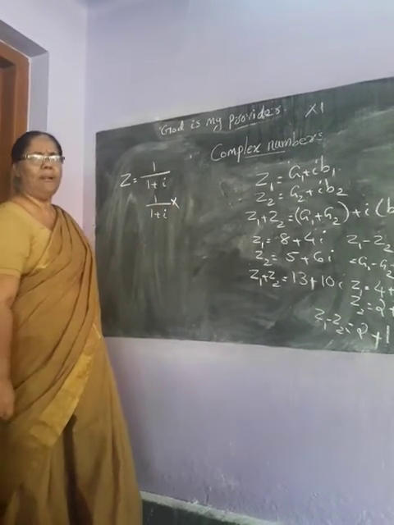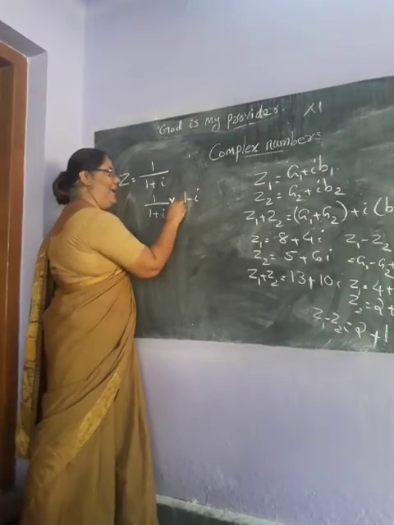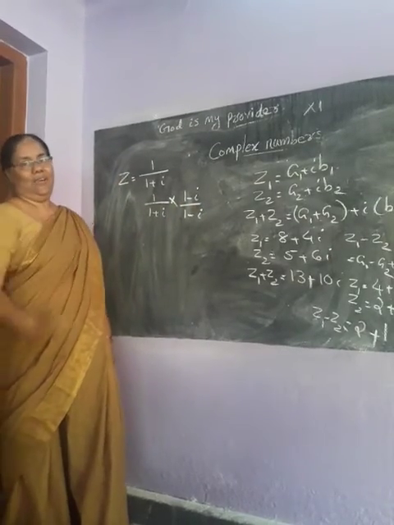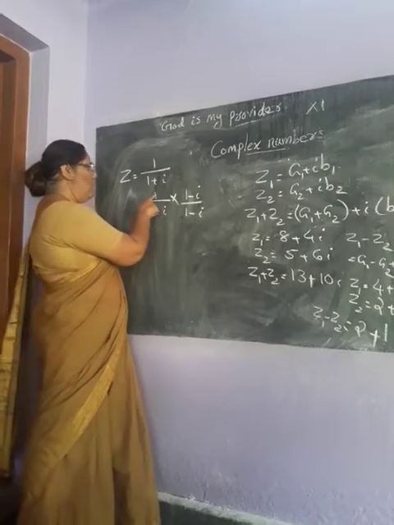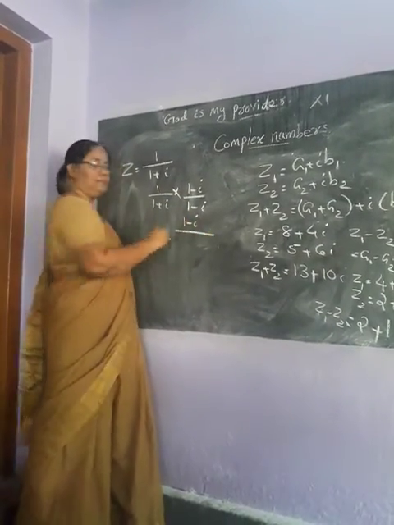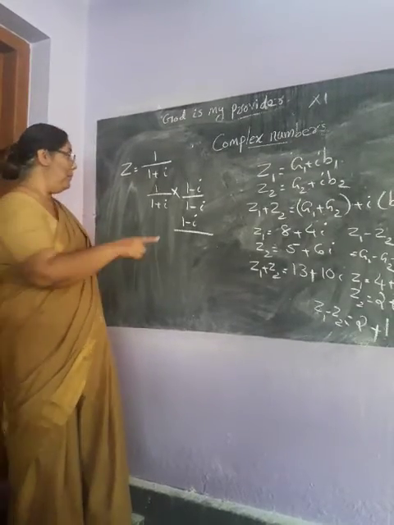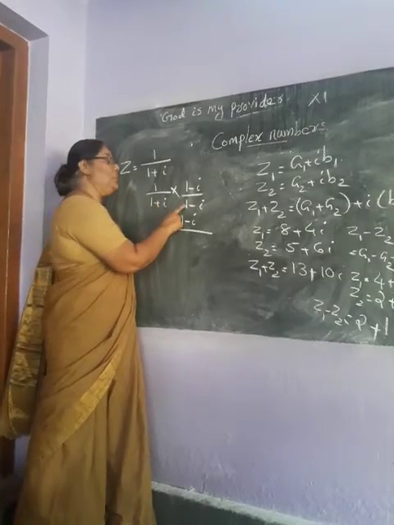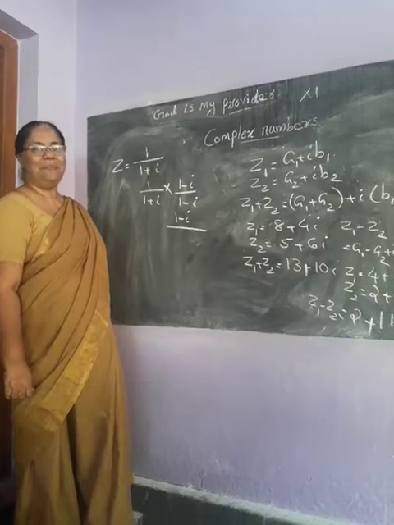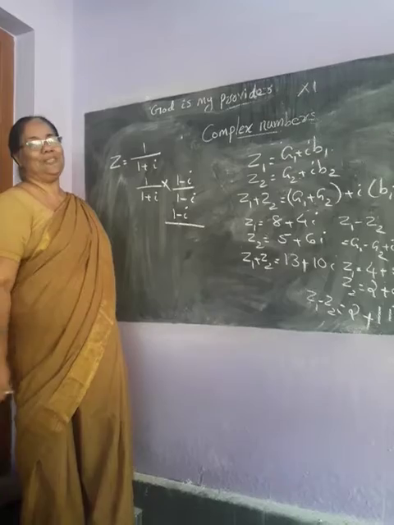What's the conjugate of 1 plus i? 1 minus i, by 1 minus i. Multiply and divide. You know that. What is 1 into 1 minus i? That is 1 minus i. Now, the denominator is of the form (A plus iB) into (A minus iB). What is that? That is A square plus B square.